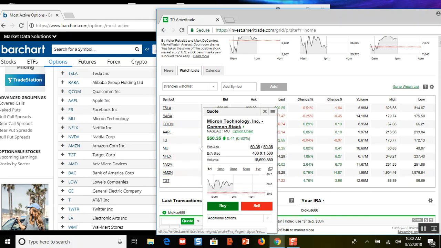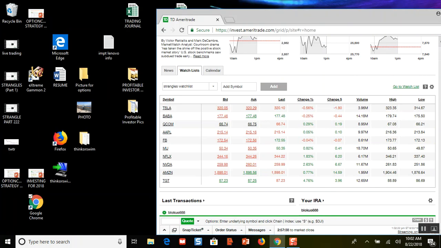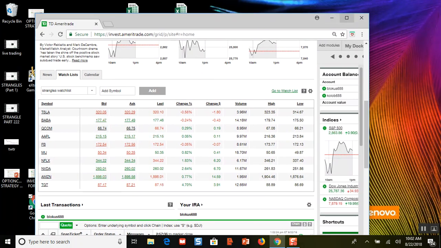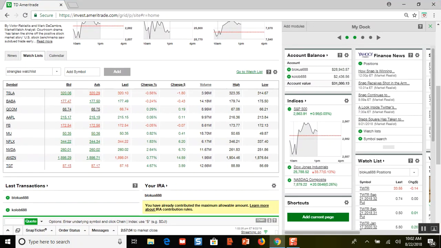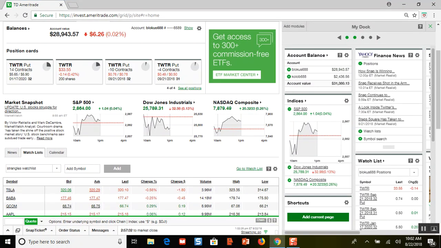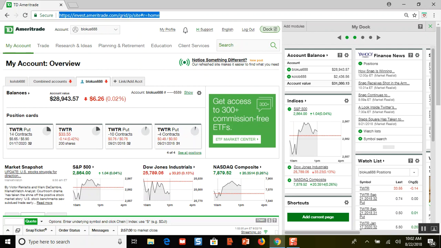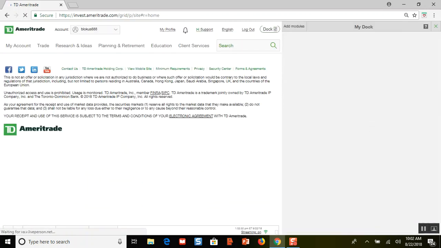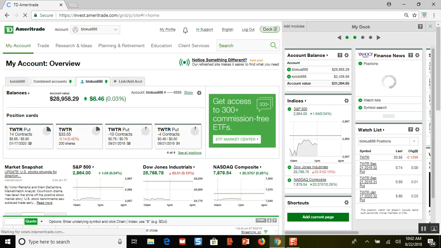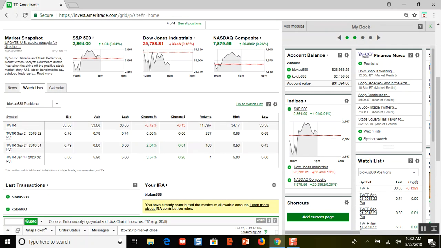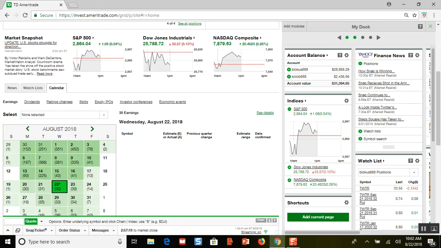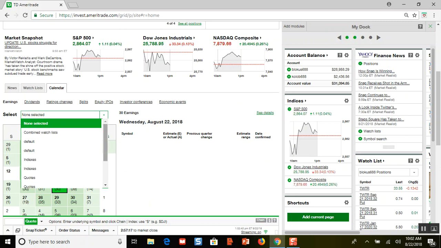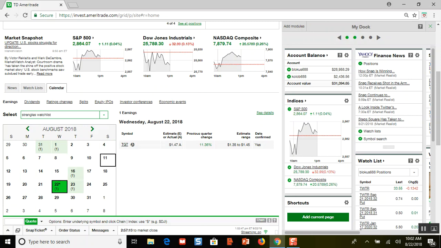Okay, now I can close this out. Barchart has done its job. It's given me some active stocks. And now I have a brand new watch list. So now I'm going to do a refresh. Just like that. And now I'm going to click on calendar. That's the next thing I'm going to do. And then I'm going to look for my watch list, and it's right there, and I click on strangles, and there you go.